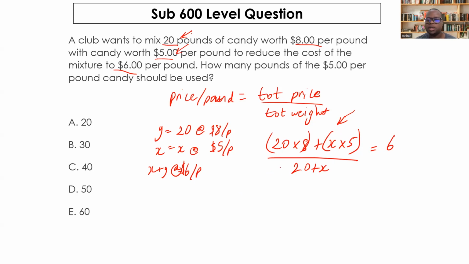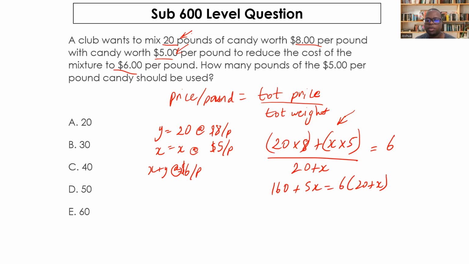So let's simplify this equation. We'll have 20 times 8 is 160, plus 5x is equal to 6 times (20 plus x).